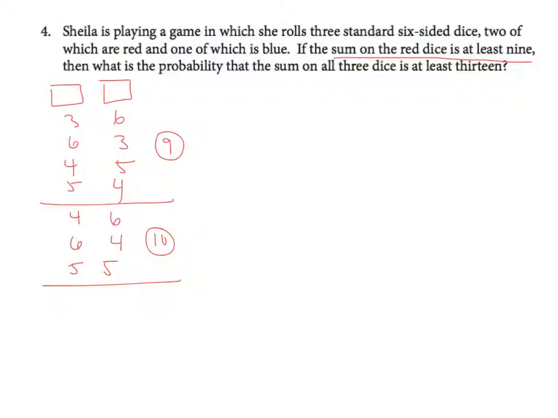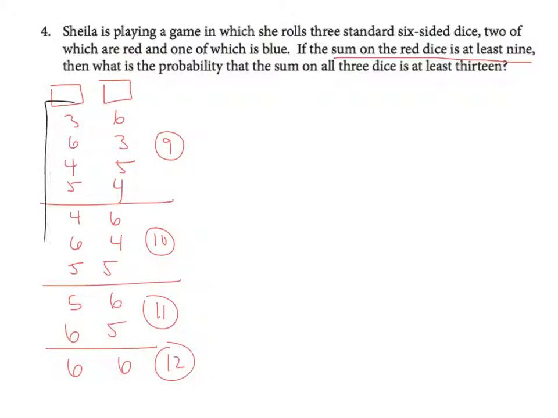To get a sum of 11, I would need a 5 and a 6, or a 6 and a 5. That would give me a sum of 11. And then to get a sum of 12, I would get 6 and 6. So we are told the sum is at least 9, so one of these has occurred. Now I want to know what's the probability that the sum is at least 13.